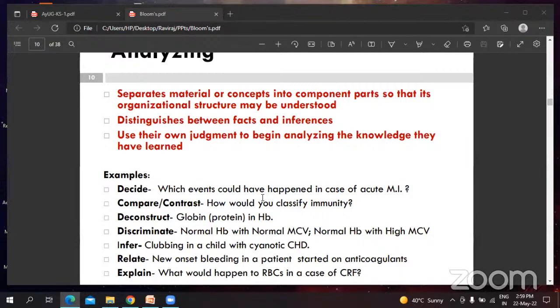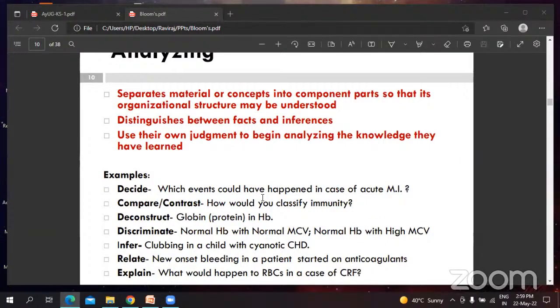So how has this been understood by you, because you have analyzed the series of events. And for this capacity of analysis, what is required? You have to have the knowledge of the previous two domains, remembering and applying. Then only you'll be able to analyze, right?